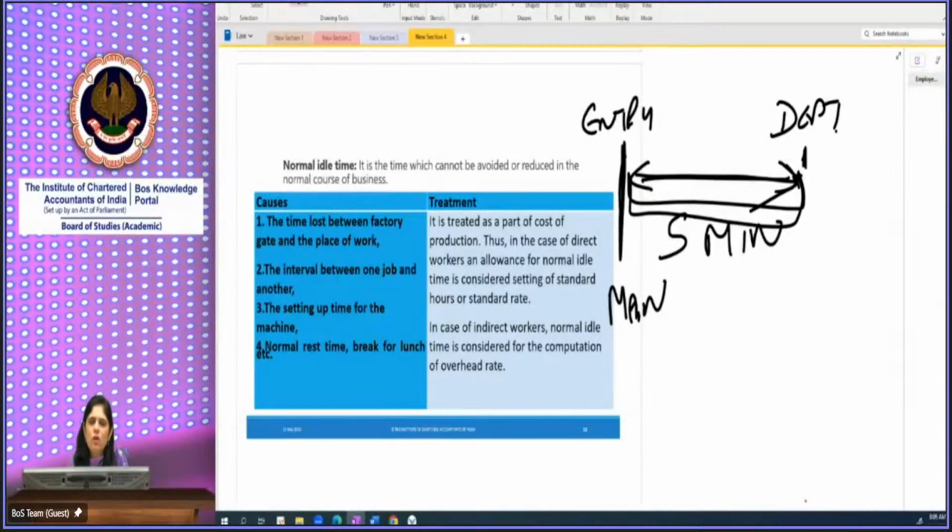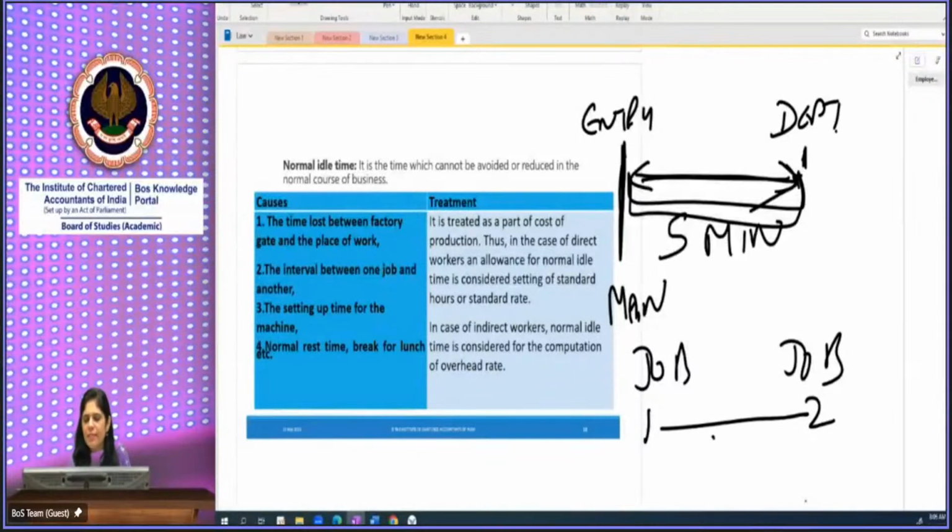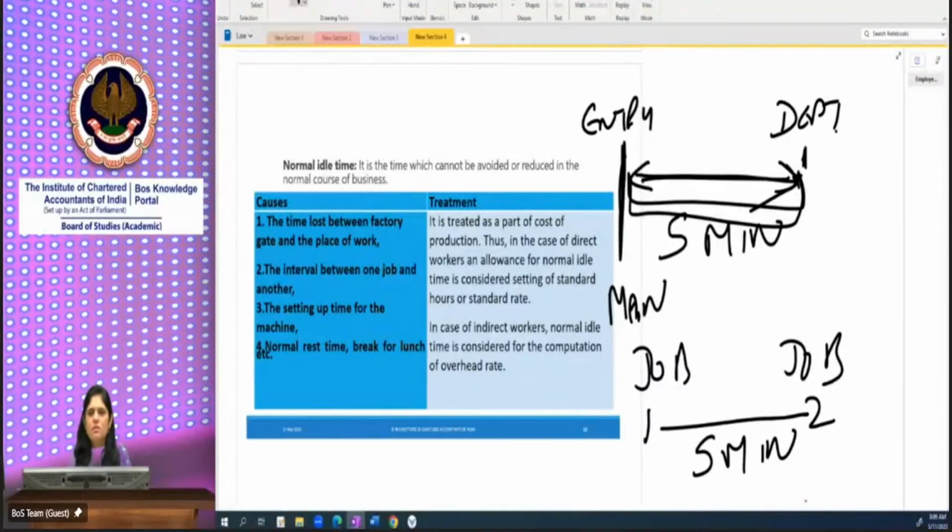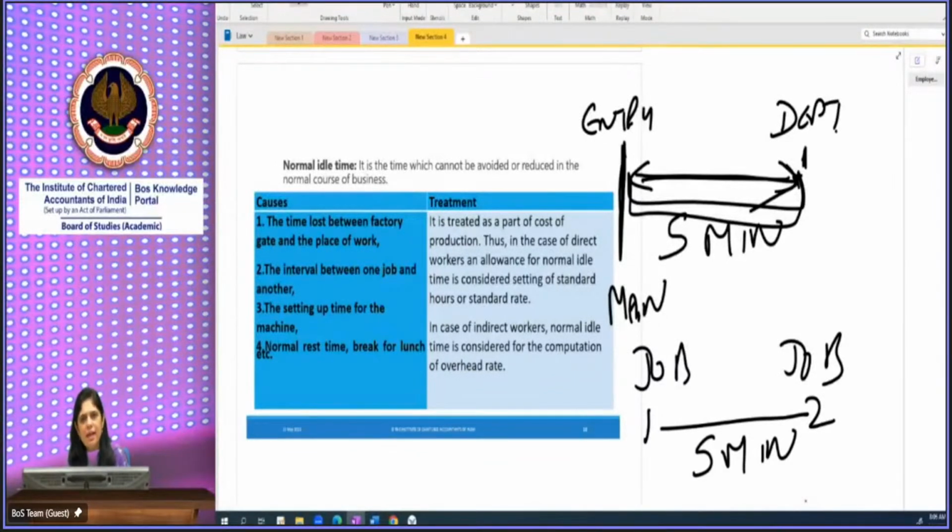Interval between one job and another. So I have finished job one. Now I have to go to job two and this will take 5 minutes. So this will happen every time. I just cannot start job two in the next second. I need some time to start job two. So again, it's a normal time. It will happen every time. It will happen every day. All right. So that is normal.